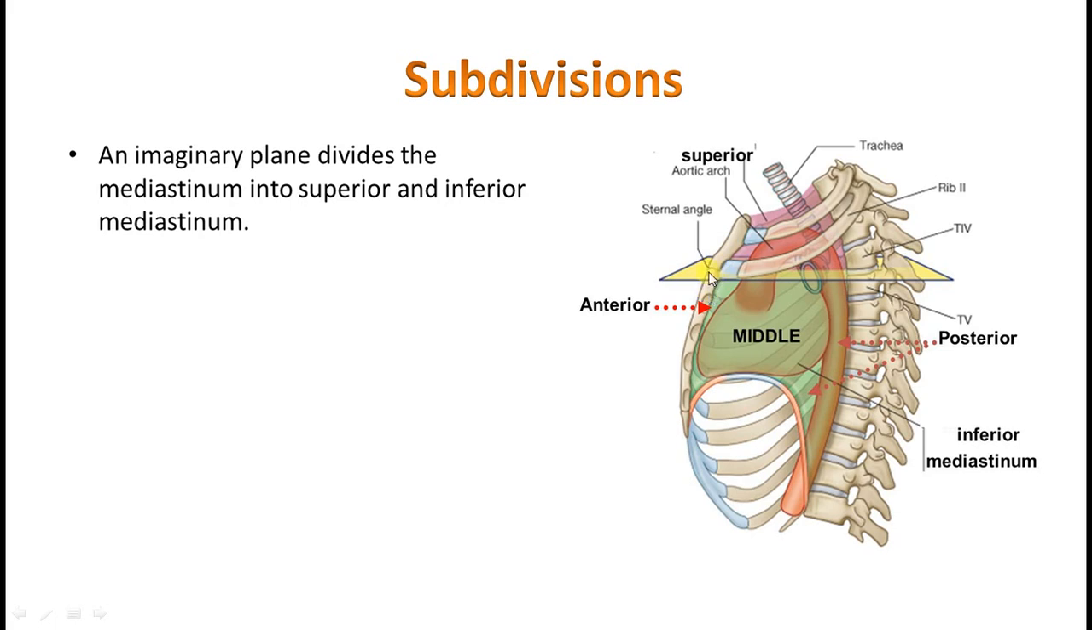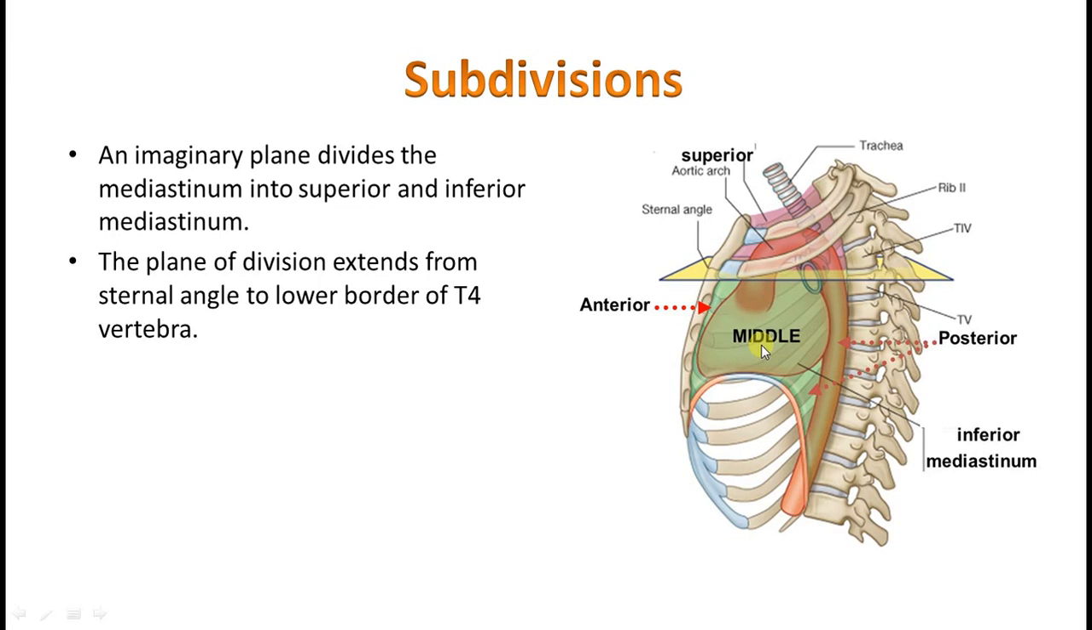From there you draw a line posteriorly. It will pass through the intervertebral disc between the fourth and the fifth thoracic vertebra, or you can say the lower border of the fourth thoracic vertebra. The plane from the sternal angle anteriorly to the lower border of the T4 vertebra is the lower limit of the superior mediastinum, or in other words, the imaginary plane which divides the mediastinum into superior and inferior mediastinum. So that is the limit I have told you.